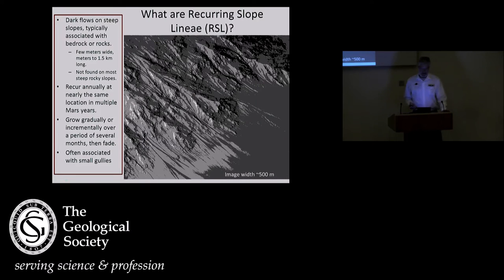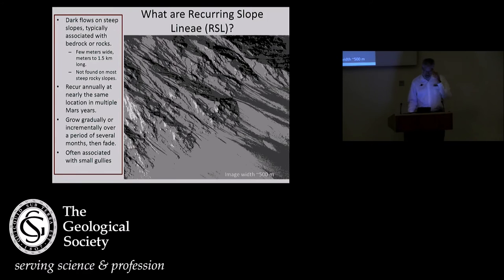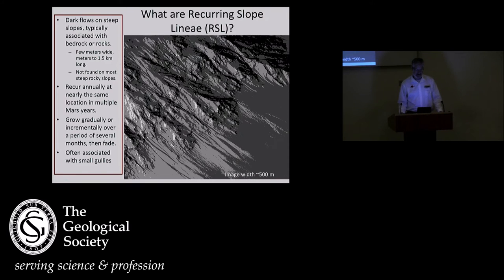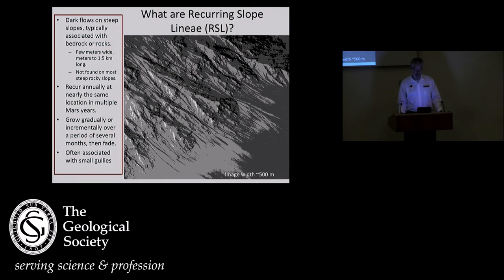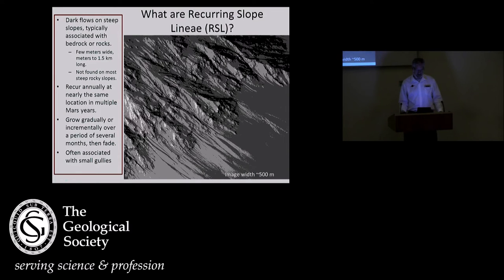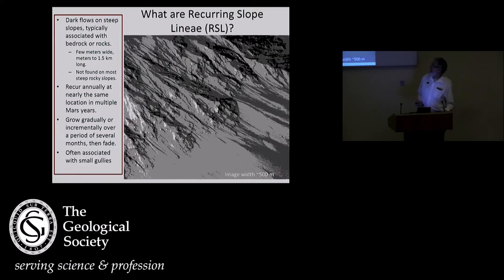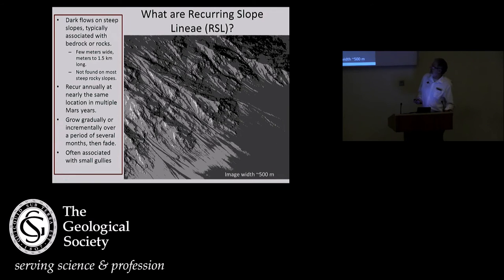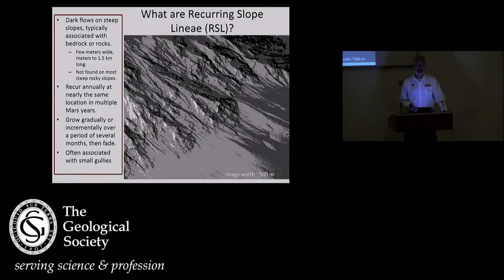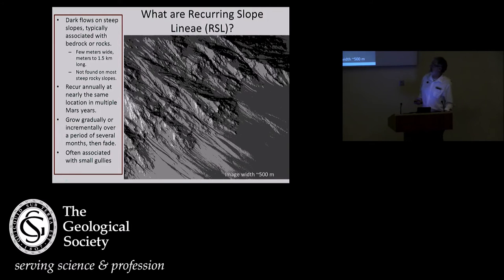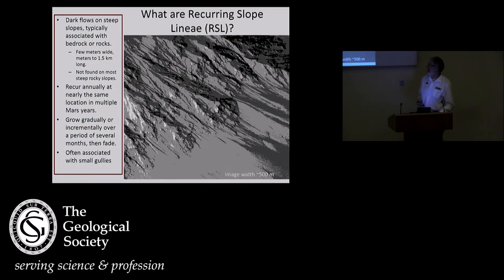Okay, so let's talk about recurring slope lineae. We've heard about these already, but just to summarize, these are dark flows on steep slopes, typically associated with bedrock or rocks, a few meters wide, and from meters up to 1.5 kilometers long. I'll show you that example. They're not found on most steep rocky slopes, so some slopes are different.